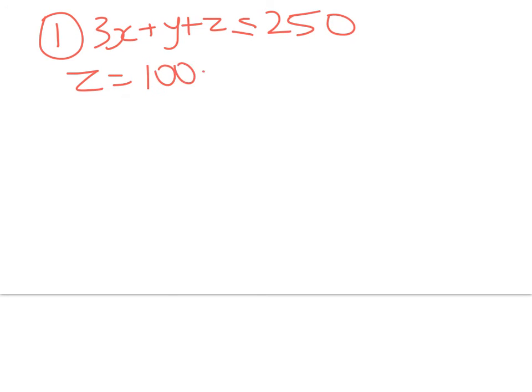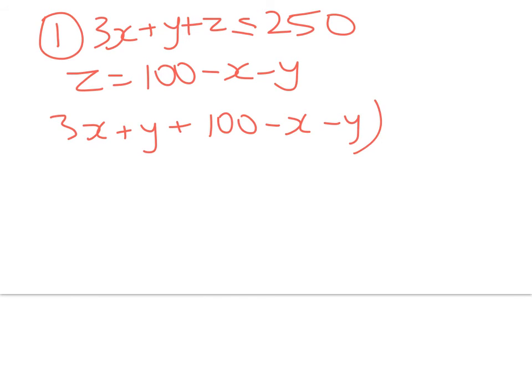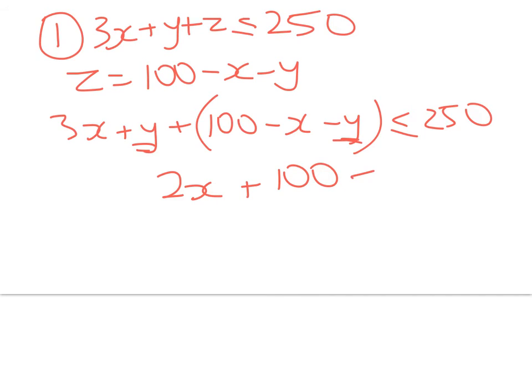So our first one, we had 3x plus y plus z is less than or equal to 250. So we quickly substitute in this. Z is equal to 100 minus x minus y. We get 3x plus y plus 100 minus x minus y is less than or equal to 250. Right, so you can see the algebra we're doing here is just crazily simple, right? 2x, the y's have gone. What have we got? 2x plus 100 is less than or equal to 250. So hopping straight to this, we get x is less than or equal to 75.